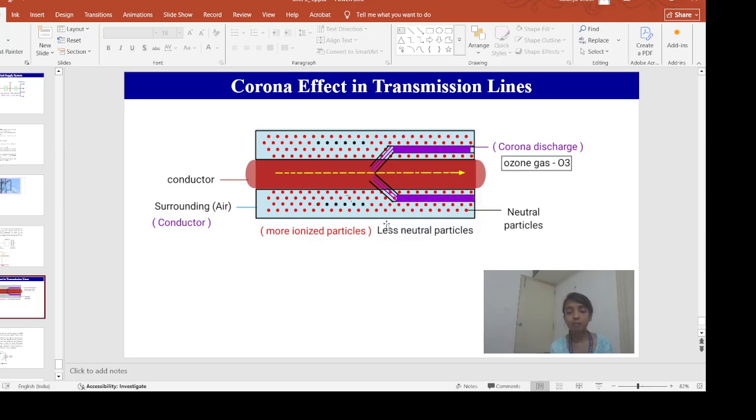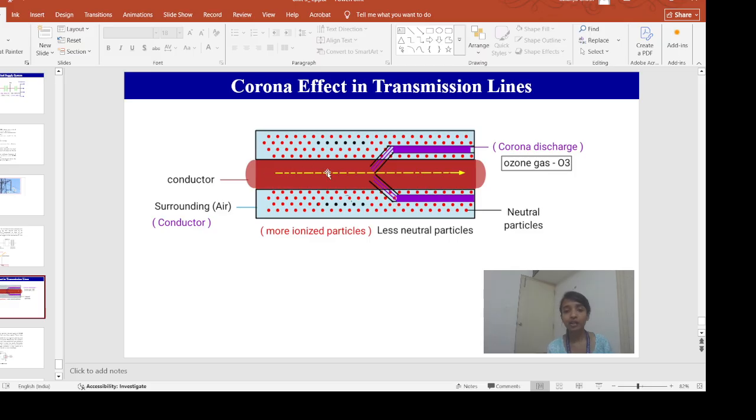Once these air particles are also ionized, current will start to flow. Current always tries to find the low resistance path. So once these air molecules are also ionized, the current from the conductor will start leaking. Along with flowing through the conductor, it will also start flowing through the air. As a result, you will observe some violet colored electric discharge. That is called the corona discharge. That is why sometimes if you are standing near an overhead transmission line, you can hear some hissing sound. That is because of the corona discharge.